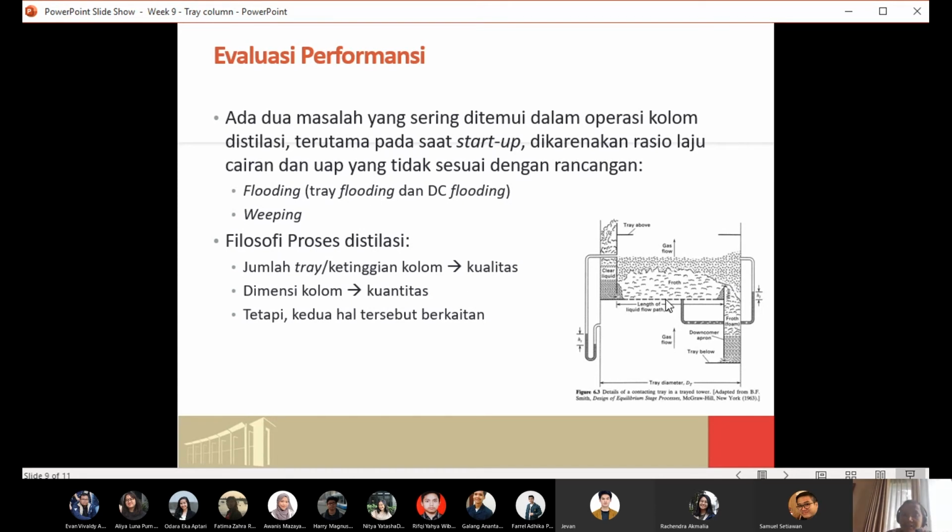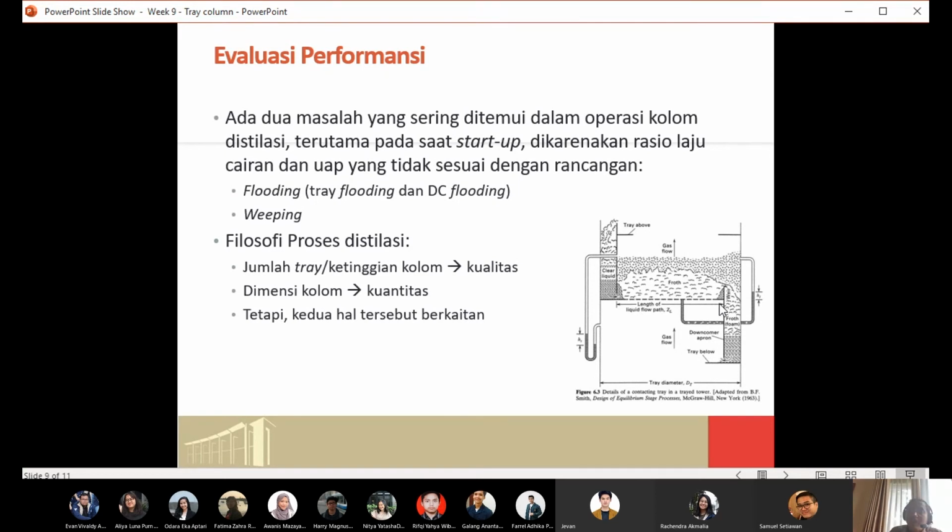In the case of weeping, the one I mentioned, the gas volume is not high enough to push the liquid, so the liquid does not come through the holes. It means the liquid will go down from the top tray to the bottom tray through the holes. That is called weeping.